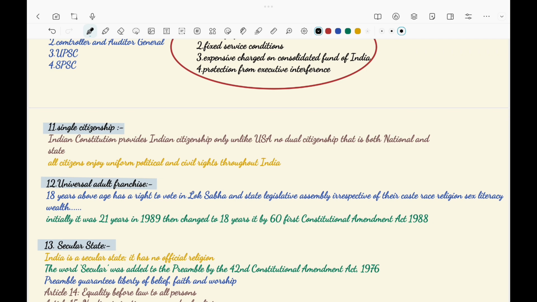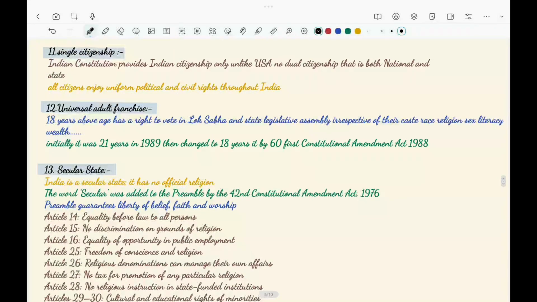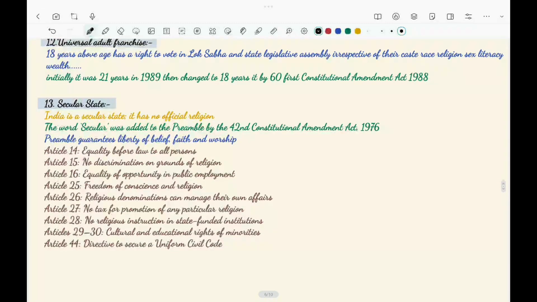And universal adult franchise, which is basically that people 18 years and above should participate in the elections, both Lok Sabha elections and state legislative assembly elections, so that fairer elections can happen, irrespective of their caste, religion, sex, literacy and wealth. They must vote. Initially it used to be 21 years, but now it became 18 years because of the 61st Constitutional Amendment Act of 1988. And it is a secular state. No specific religion is promoted. Every religion is equal.